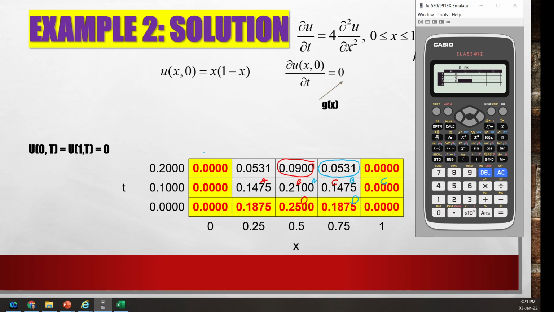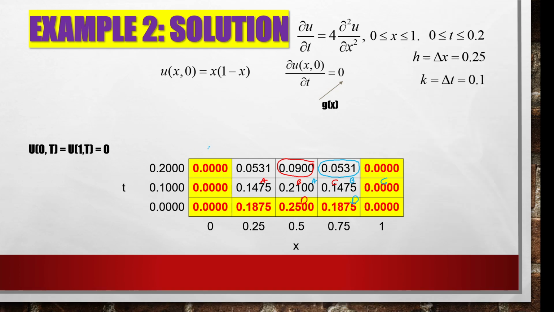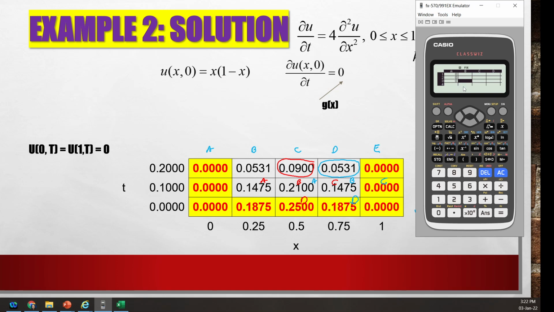Meaning in your spreadsheet menu in the classic model, this is column A, B, C, D, E. Then this is row 3, 2, 1. And this is an initial condition x times 1 minus x. So here, you need one more x. x 0, 0.25. We enter it, go down, and then you need to move up 0.5.